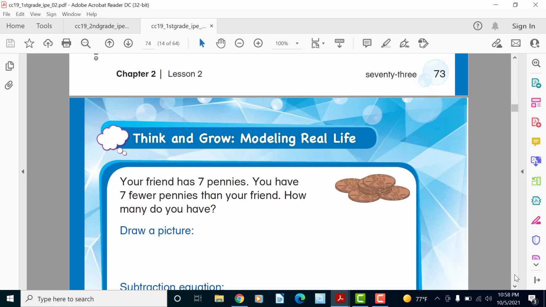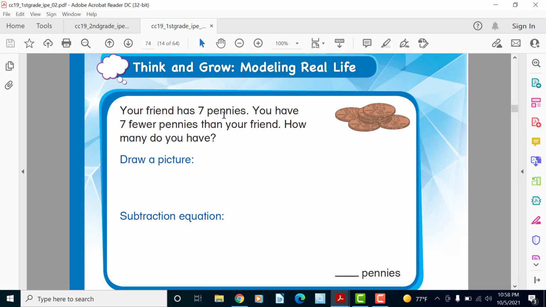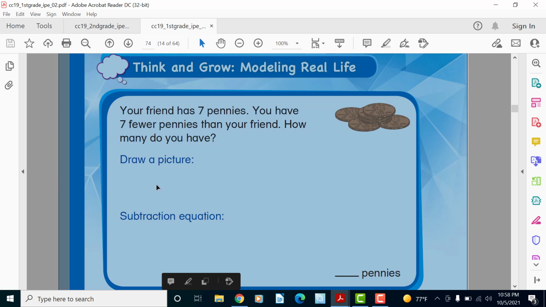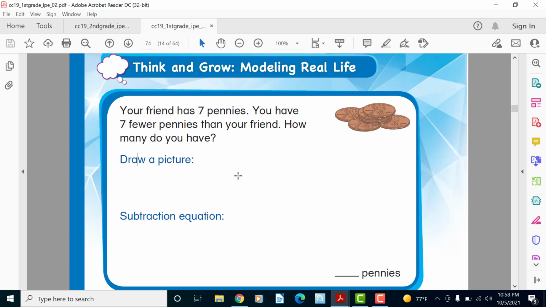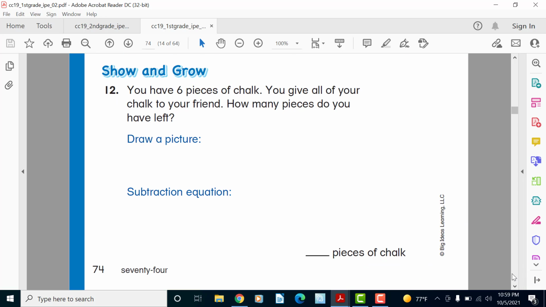Our last page for today now. Coming up right here. Now we're actually having a story we got to think through. Your friend has 7 pennies. Do you see right here? That says draw a picture. So go ahead and draw 7 pennies. You have 7 fewer pennies than your friend. How many do you have? Go ahead, write that here. And what subtraction equation would go with that story?